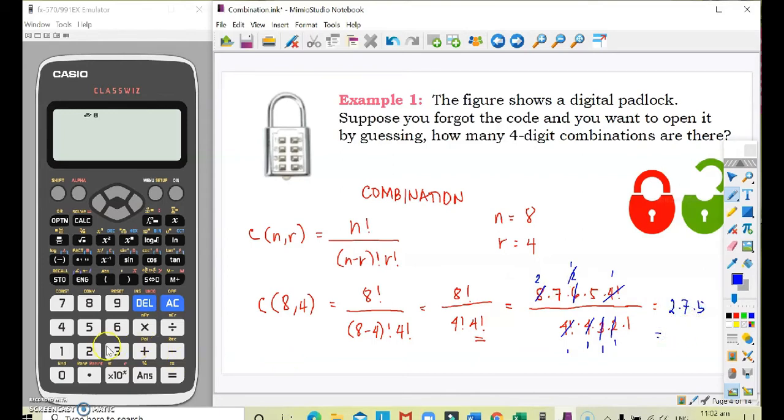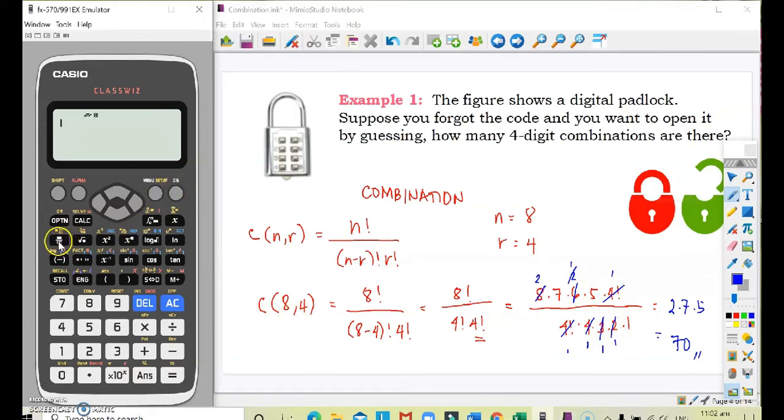And 2 times 7 times 5, let's use our calculator. That's 2 times 7 times 5. The answer is 70. Therefore, there are 70 ways to form a 4-digit combination for us to be able to unlock. We can have 70 trials to unlock the digital padlock. Okay, so is there any other way of doing it?